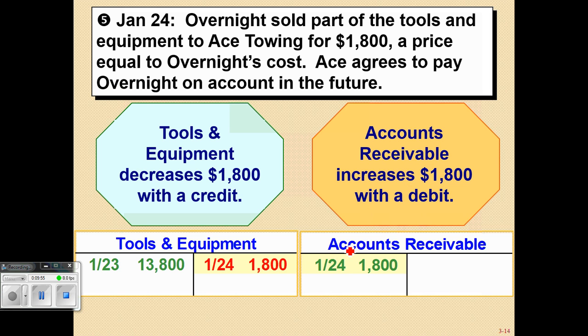Now a quick note here about the balance on my tools and equipment account. It's an asset account. I have a $13,800 debit and an $1,800 credit. So if I took a look in this account, its balance as of right now would be 12 grand. So it would have a debit balance of 12 grand.